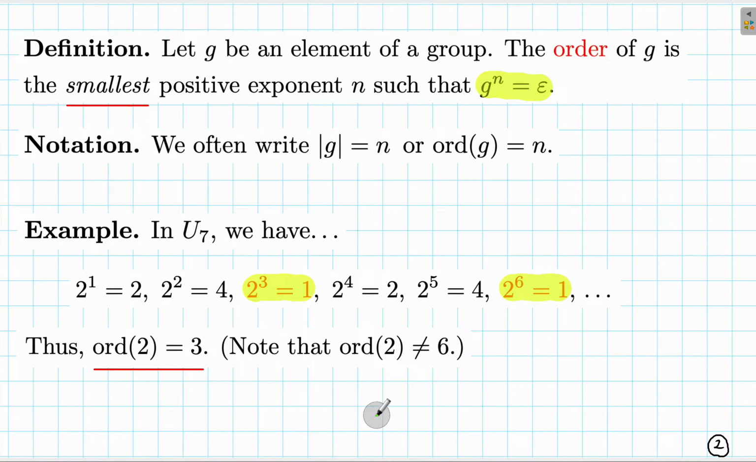But we do not say that the order of 2 is 6, even though 2 to the sixth is 1, because there's a smaller exponent, namely 3, which makes this happen. And so, as we can see in the definition, we are looking for the smallest positive exponent n that makes g to the n be the identity, and that's why here the order of 2 is 3 and not 6. So please be careful about that.